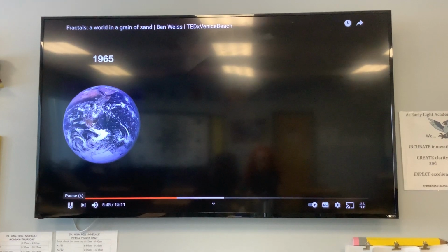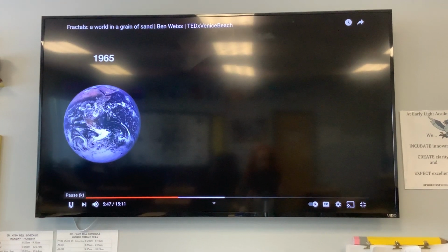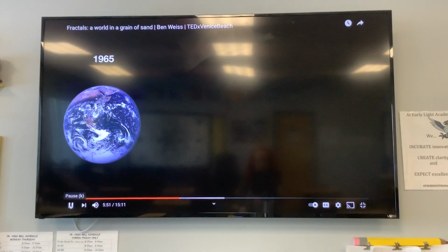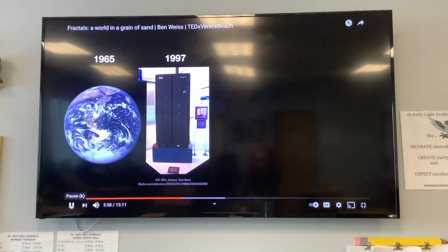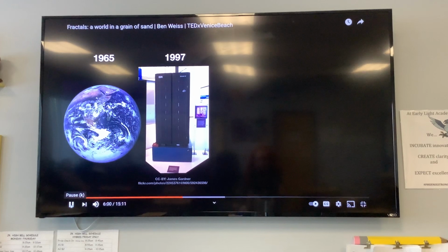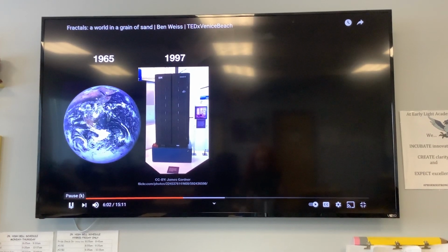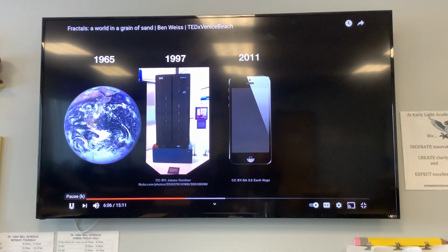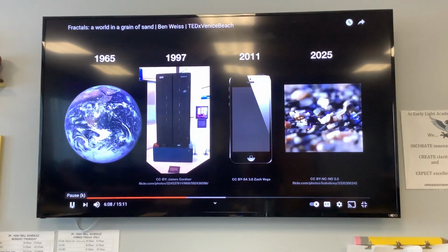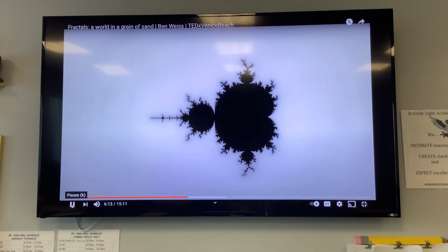For perspective, in the Apollo era, in the 1960s, the sum total of all the computing power in the world was about 10 gigaflops, about 10 billion instructions per second. By the late 90s, IBM was able to pack all of that power into a single supercomputer the size of a refrigerator. By 2011, it could fit into your pocket. And extrapolating ahead just a few years, all that power will be able to fit into a single grain of sand. So let's do that zoom into the Mandelbrot set.